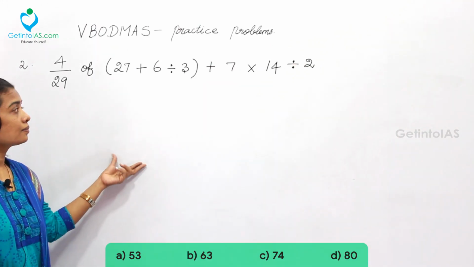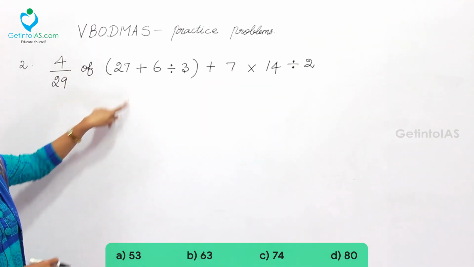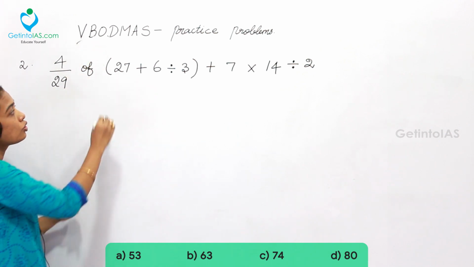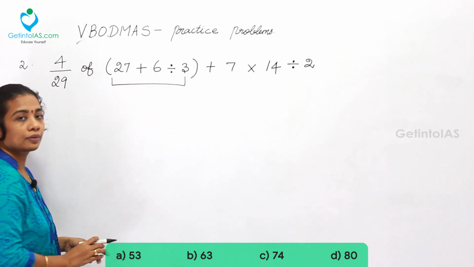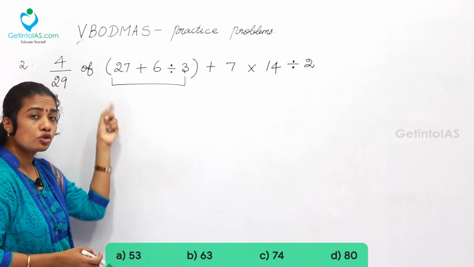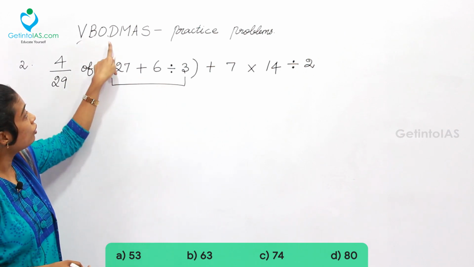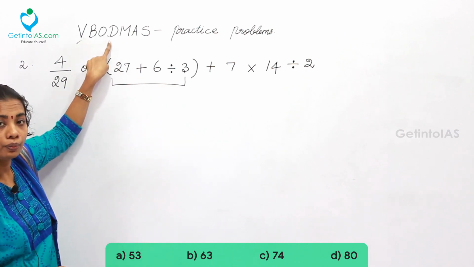The next problem. So vinculum which is not presented here, so you can ignore it. After that bracket, only one bracket is given. So we can focus over here. Inside of the bracket, what is to be done first? So based on the operation, division and addition are given. So division and addition, first of all you want to make division.